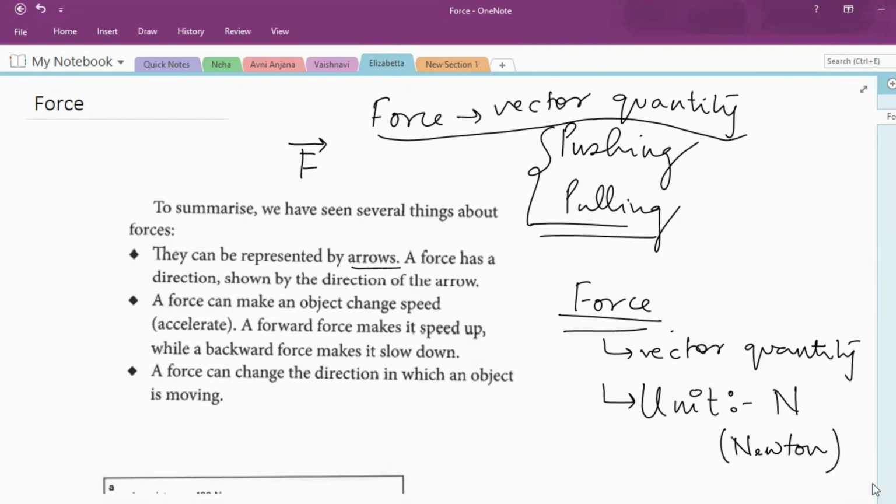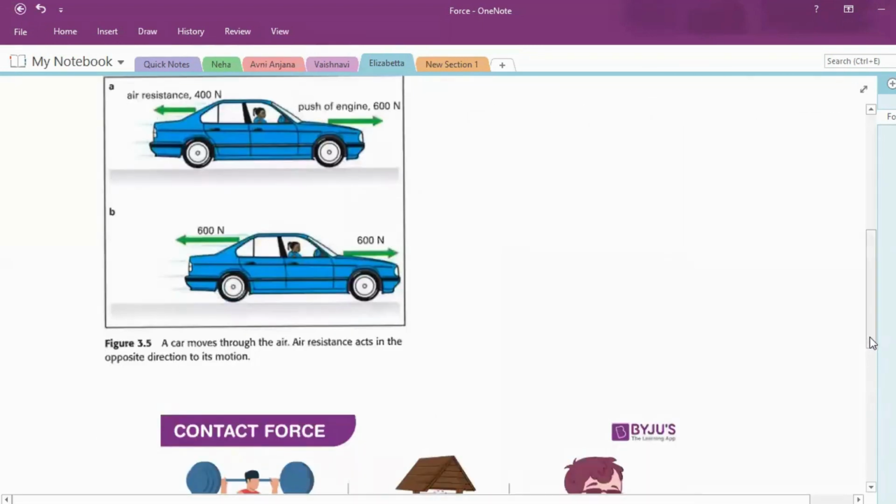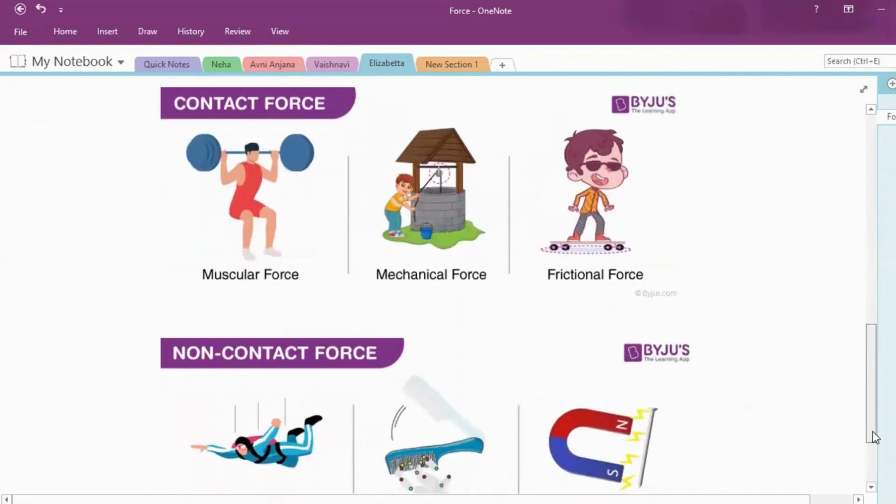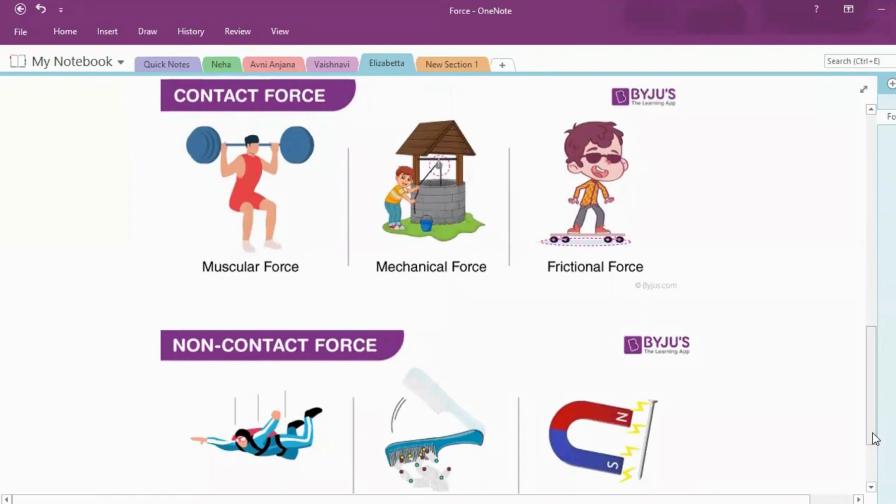Now, force can be of various types, because we are going to be talking about force a lot in this chapter. So first, let's look at the various types of forces. The major category for force is contact and non-contact force. In whatever examples we discussed, when you were pushing a table, or kicking a ball, or playing, let's say, hockey with your hockey stick, these are all examples of contact force.